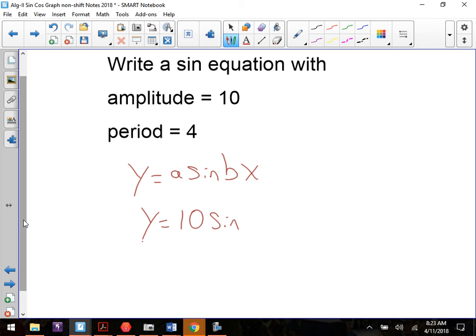Well, if my period is 4, that means 4 has to equal 2 pi divided by b. And when you have fraction equal fraction, what do you do along the diagonals? Just exchange. So b will equal 2 pi over 4, which is pi over 2.